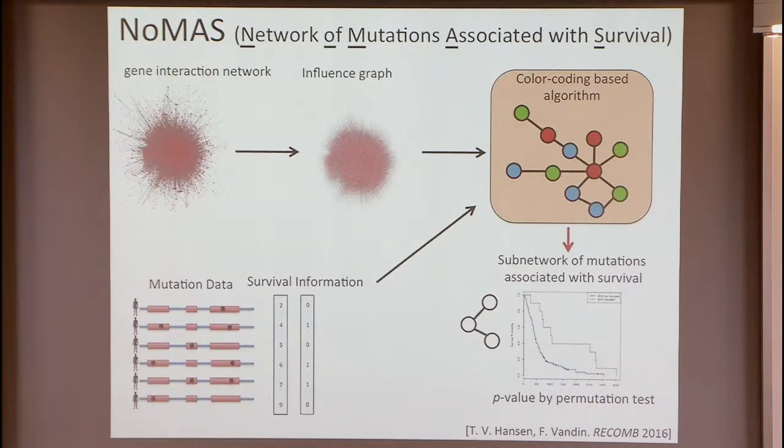And then we present an algorithm called NoMAS to identify these networks of mutations associated with survival. NoMAS is based on a color coding algorithm, a technique that has been used a lot in bioinformatics, and it identifies the subnetworks of mutations associated with survival. Now, since we have optimized to find subnetworks whose mutations have a high association with survival, we need to test that the association we observe is not due to chance, just to having picked a random set of genes in the network. So we also perform a permutation test in which we fix the mutations and the survival time of the patients, and we randomly permute the identity of the genes in the network.